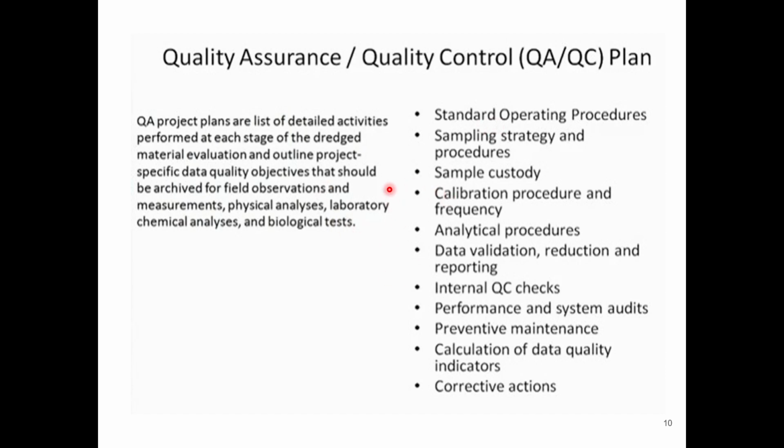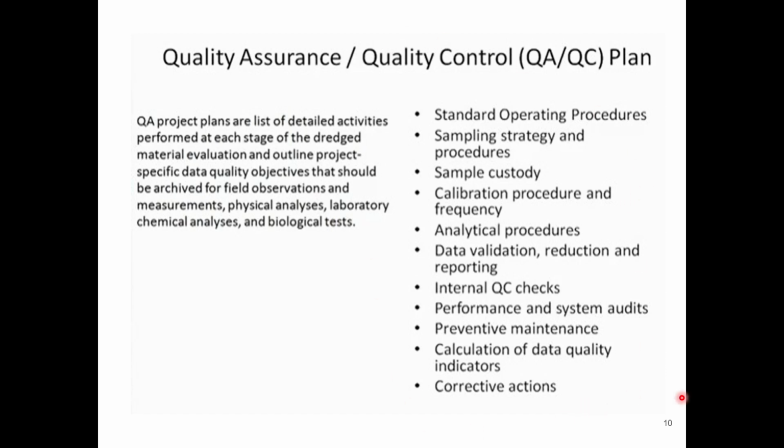In order to achieve that, there are various steps, such as various strategies. One is the standard operating procedures involved. One is the sampling strategy and procedures involved. One is sample custody. One is calibration procedure and frequency. One is analytical procedures. One is data validation, reduction, and reporting. One is internal QC checks. One is performance and system audits. One is preventive maintenance. One is calculation of data quality indicators, and one is corrective actions.